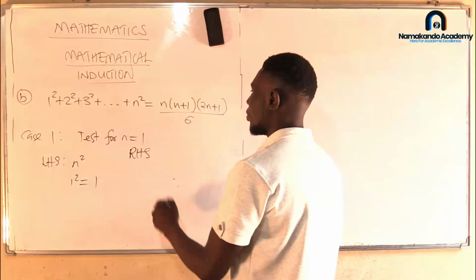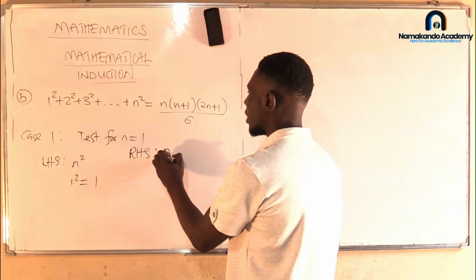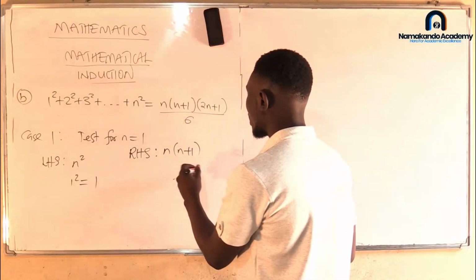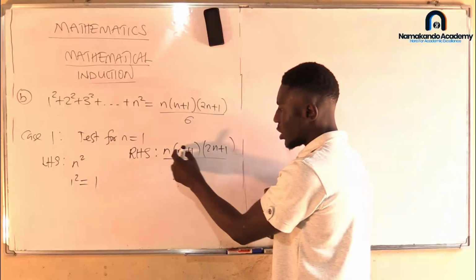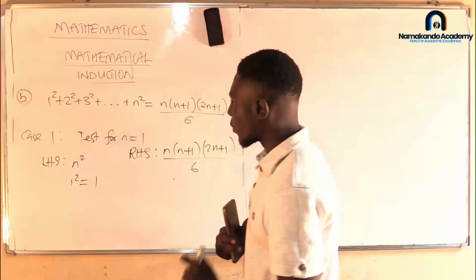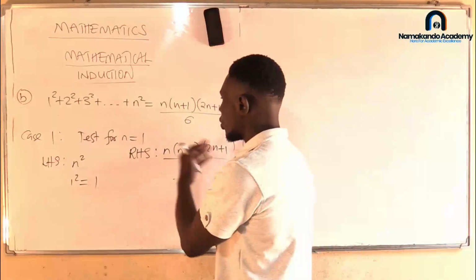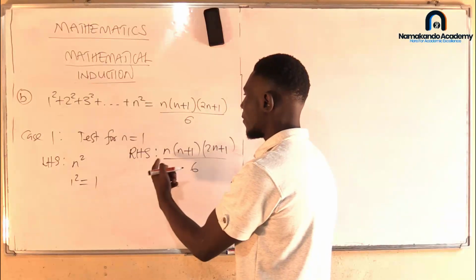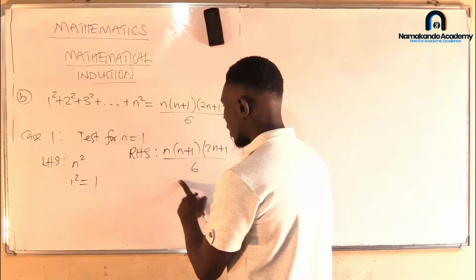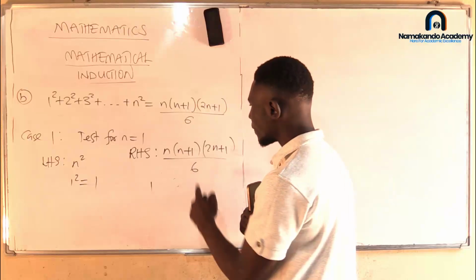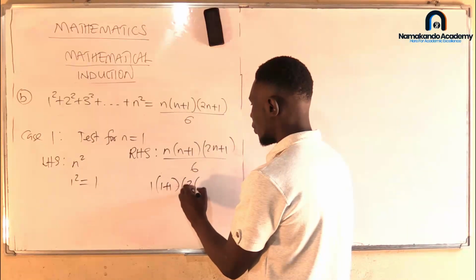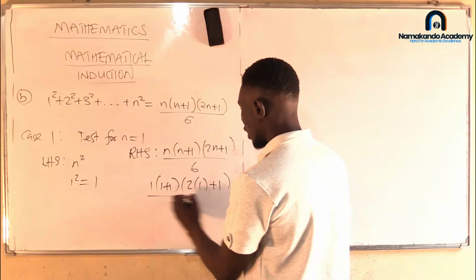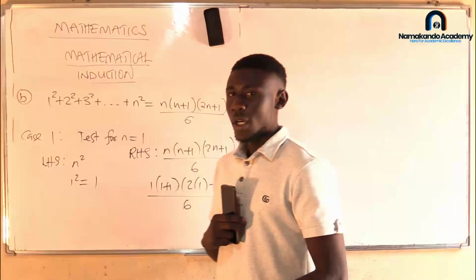Let's now move to the right hand side. What do we have? We have n plus 1 in brackets, 2n plus 1, everything divided by 6. So n is multiplying with this part and that part. Like what we did with the left hand side, we are substituting with the 1 wherever there's n. So what do we have? We have 1 where there's n here. Then in brackets you have 1 plus 1. This side you have 2 times 1 plus 1, everything over 6.